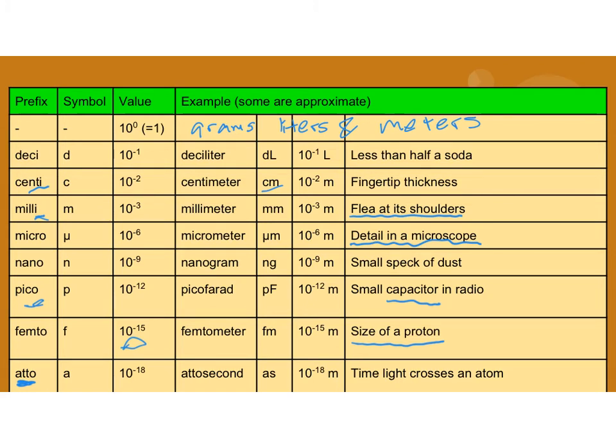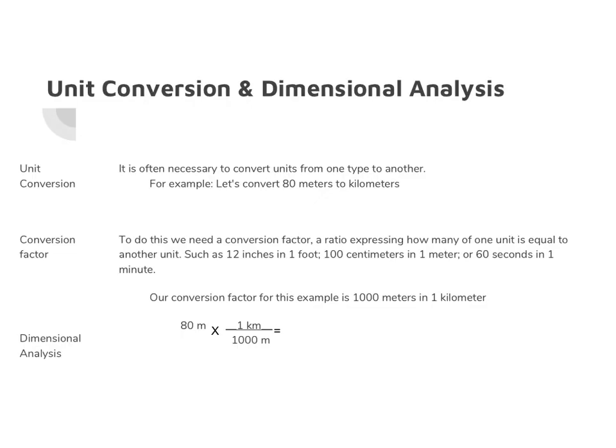So we went from the time it takes light to travel in 100 years to the distance it takes light to travel in 100 years to the time light crosses an atom. So that is order of magnitude as best, hopefully, this has cleared up. So now let's talk about unit conversion and dimensional analysis.